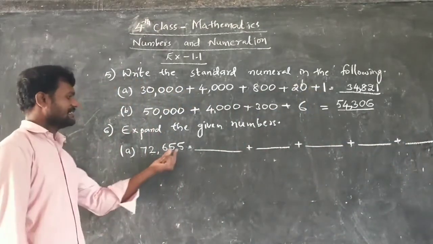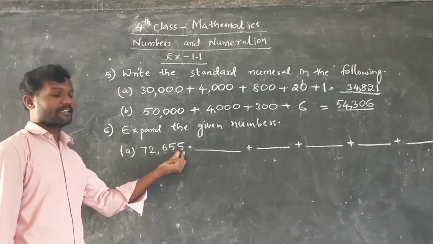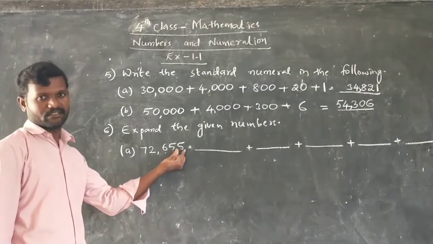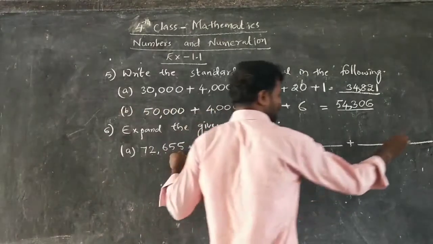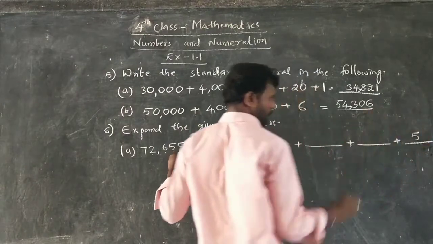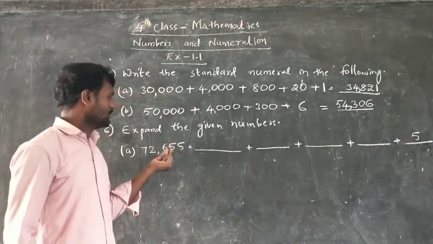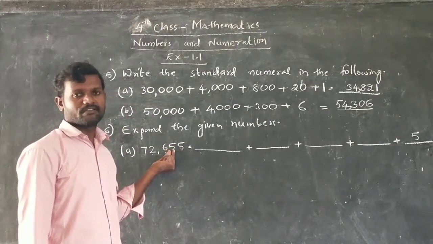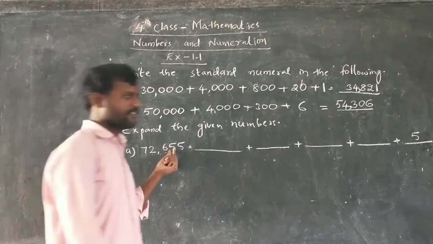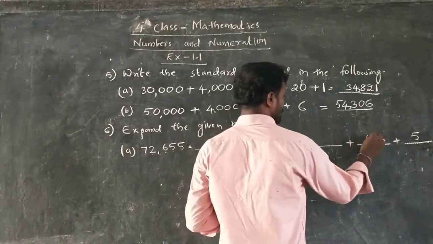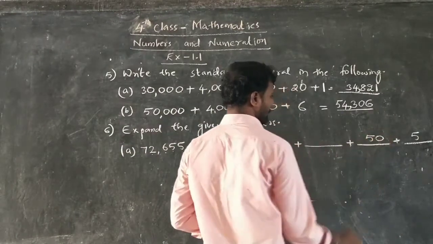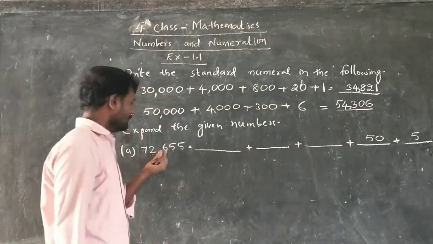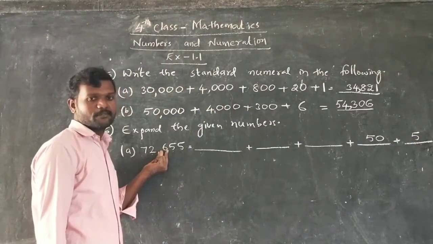Okay. What is in the ones place? 5 is in ones place. So what is the place value of it? 5 only. 5 ones are 5. Next, 5 is in tens place. 5 tens, how much? 50. So 5 tens are 50. That's why the number you have to write here is 50.